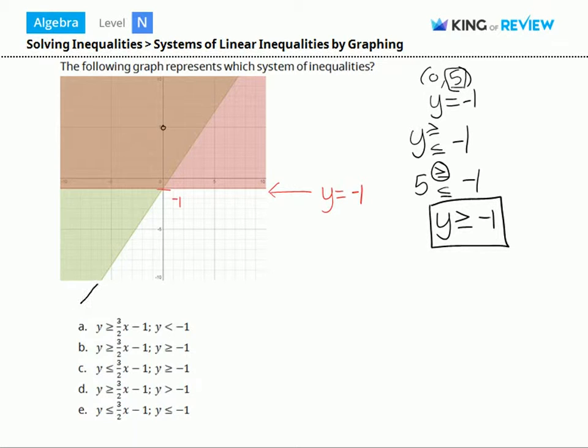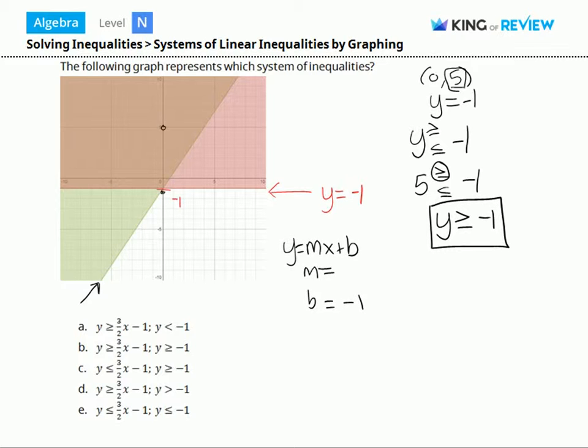Next, let's look at this line here. And we're going to put this line in the slope-intercept form, which is y equals mx plus b, where m is the slope and b is the y-intercept. So we'll figure each of these out. Let's first determine the y-intercept. So we see here it crosses at -1 right here. Here's our y-intercept. So b is equal to -1.